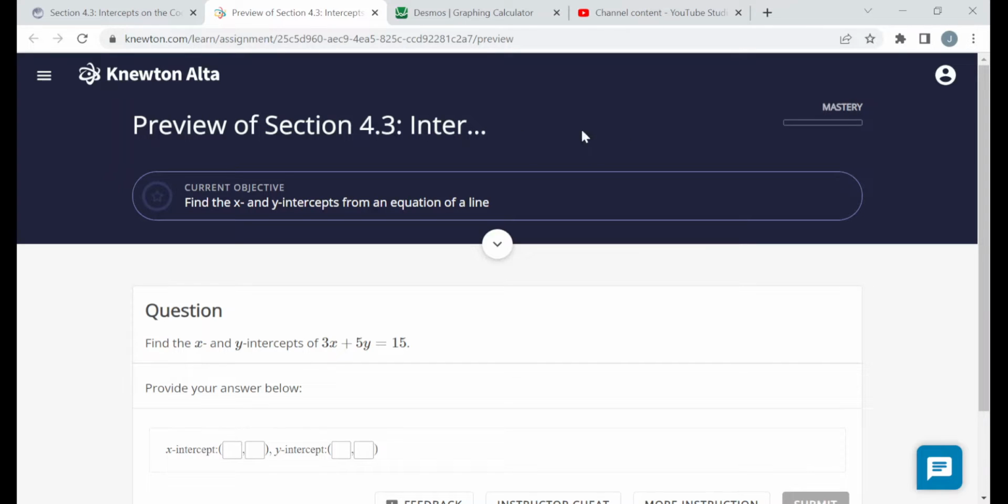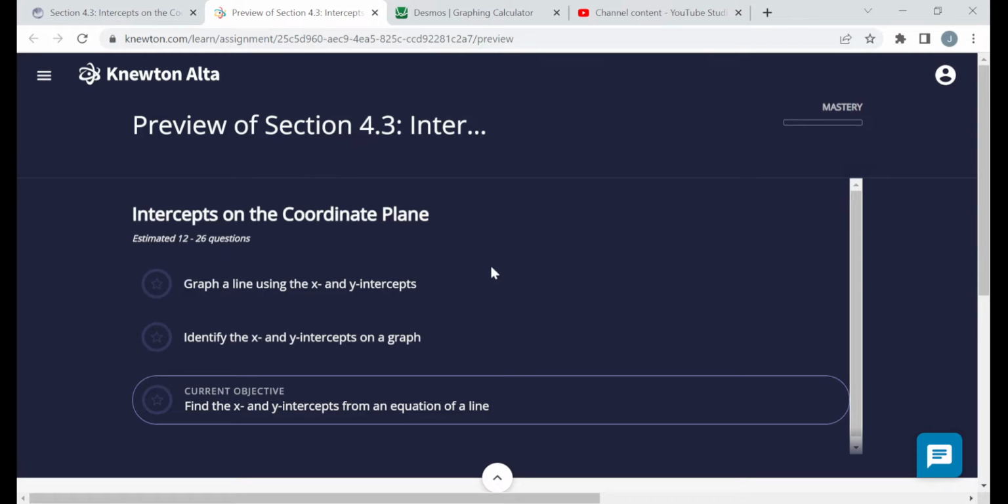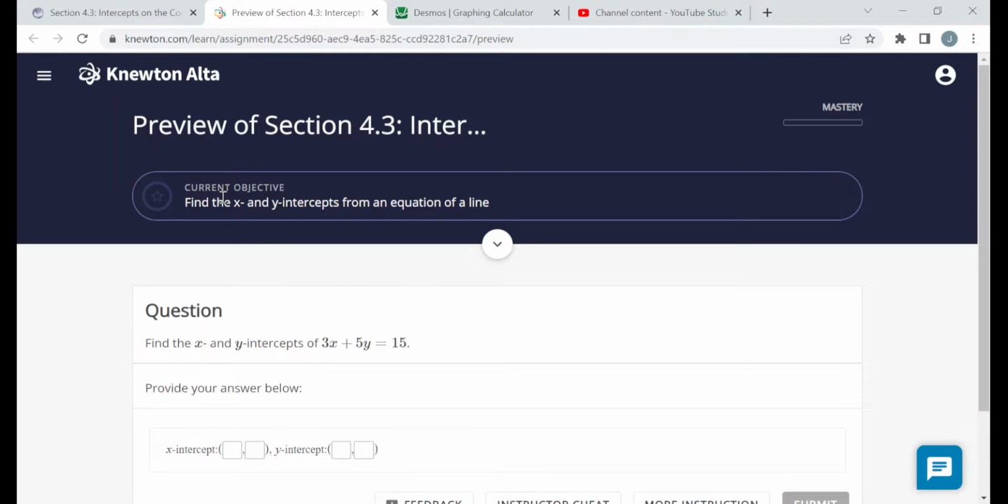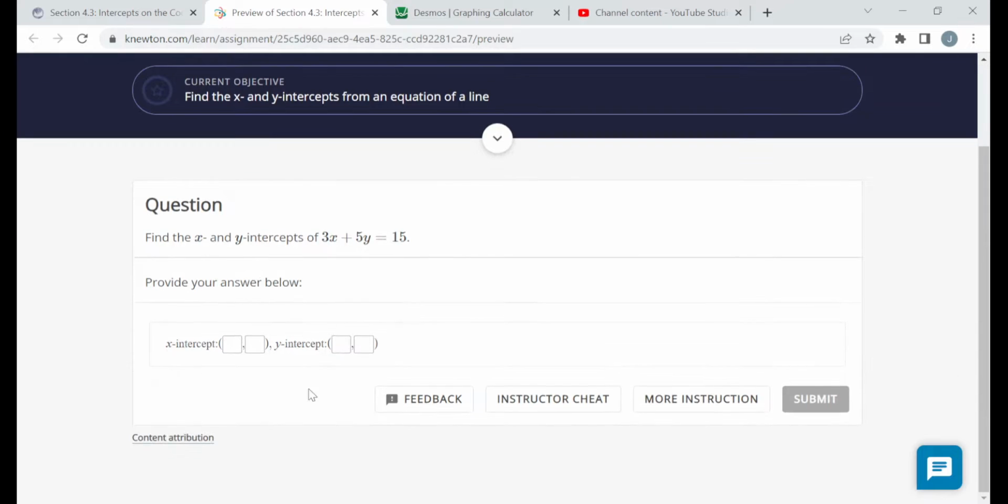Now on your assignment page you should be seeing the title, the mastery bar telling you how far along you've gotten, and the objectives. Looks like there are 3 objectives for this assignment. Under the current objective, there is a question related to that objective. And at the bottom of every question, there should be a feedback button, which you can send feedback to Knewton through. You will not have this instructor cheat button. This is for instructors only.